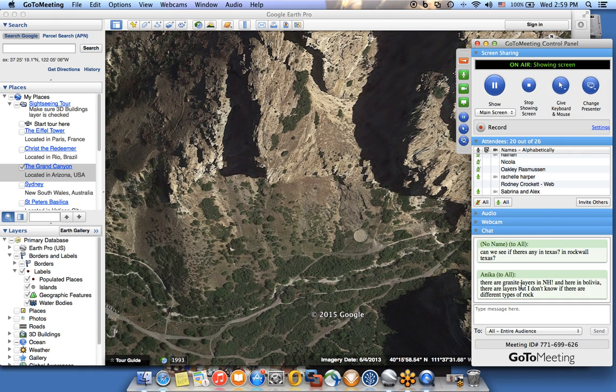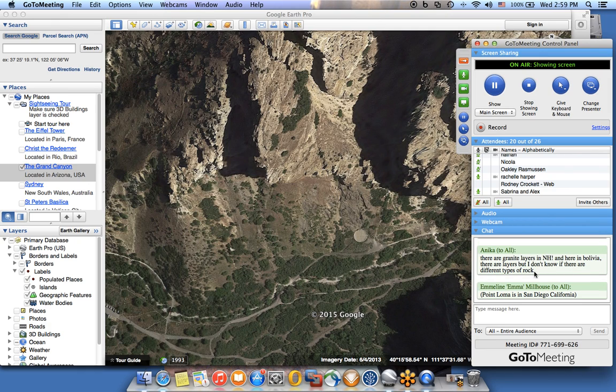Annika says there are granite layers in New Hampshire, and here in Bolivia there are layers, but I don't know if they are different types of rock. So I want you to find out.